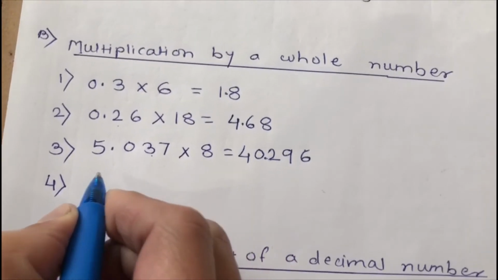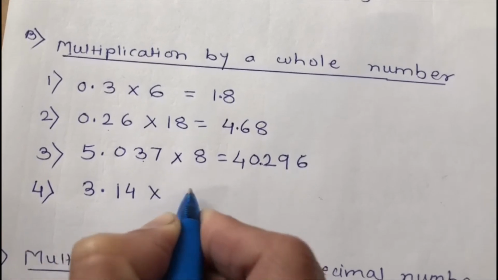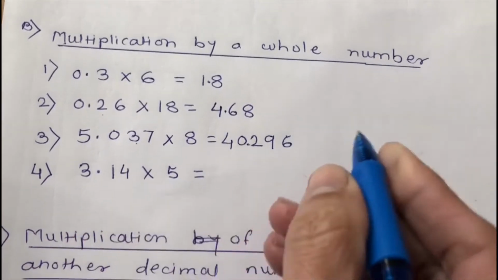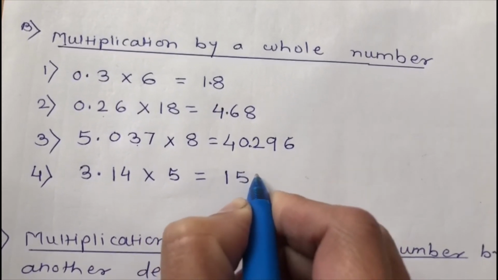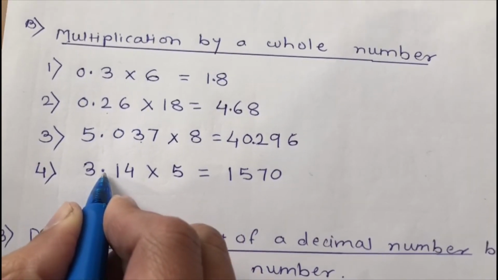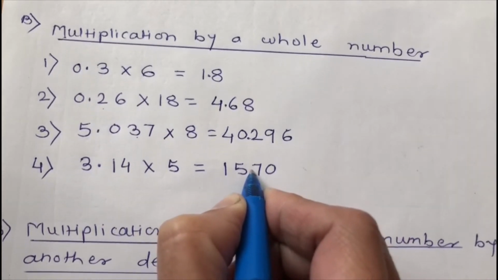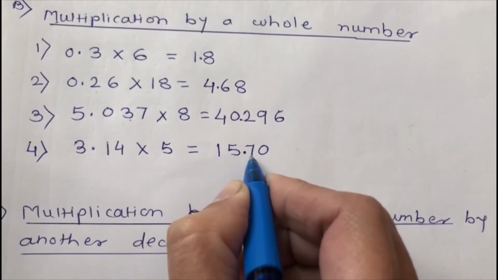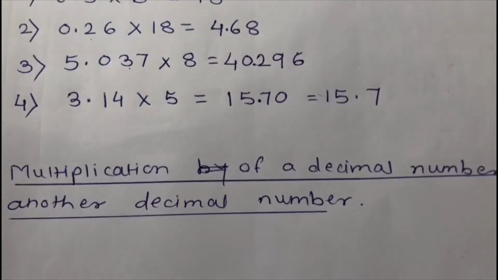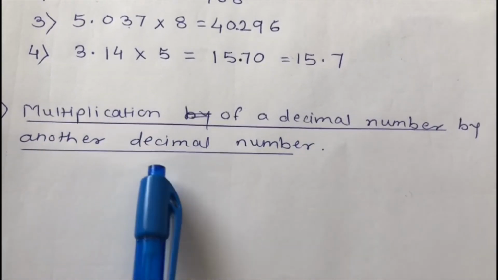We take one more example. 3.114 times 5. When we multiply 314 by 5, then we get 1570, and the decimal point is after 2 digits from the right side, so I also give here the decimal point after 2 digits. We get the answer 15.70, or you can write 15.7. Now let's see the next criteria: multiplication of a decimal number by another decimal number.